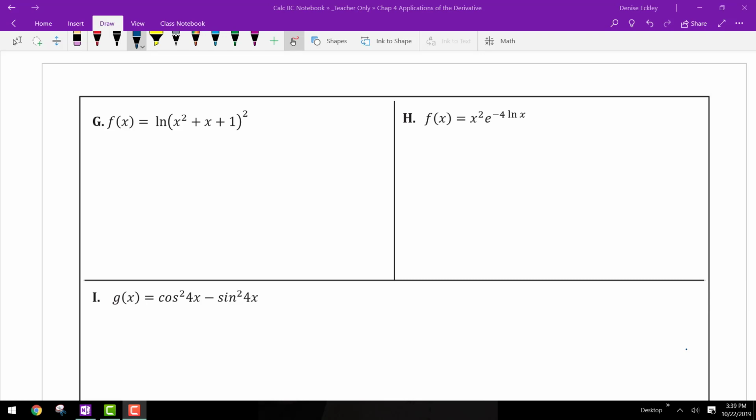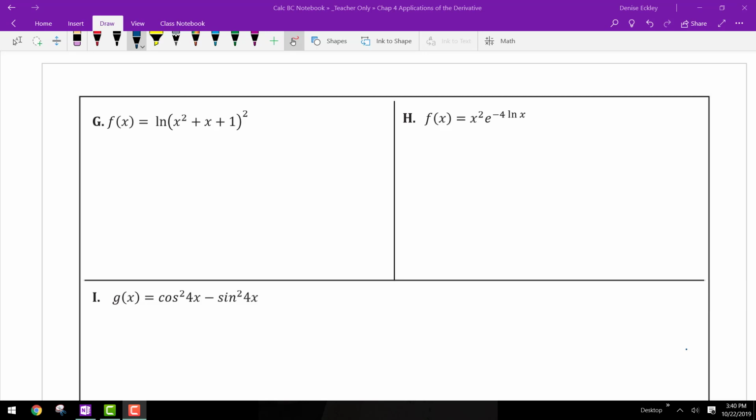This is part 2 of Unit 3, Lesson 1 on the chain rule. We are continuing with example 3, which are different ways that the chain rule exists. So starting with letter G, we have f of x equals the natural log of (x squared plus x plus 1) squared.